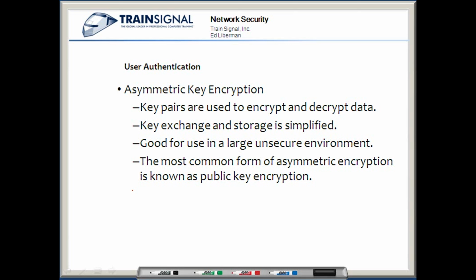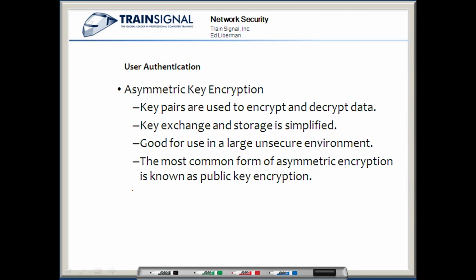We actually also have fewer keys. For every user who's going to participate with asymmetric key encryption, there needs to be a pair of keys for that particular user. So in the instance of having 10 users, instead of 45 keys, you end up with only 20 keys. In other words, no matter how many users there are, it's always just times 2, so that it's not done exponentially. So you end up with much fewer keys in a large environment. And so it is good for use in a large, unsecure environment, and I'm going to show you why it can be used in an unsecure environment without any real big deal. It's because the most common form of asymmetric encryption is what's known as public key encryption.